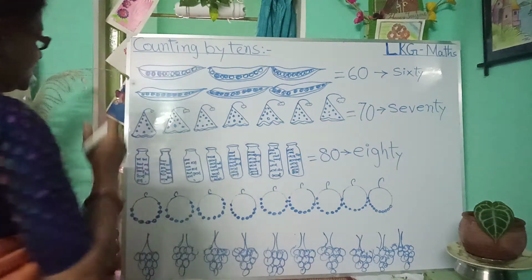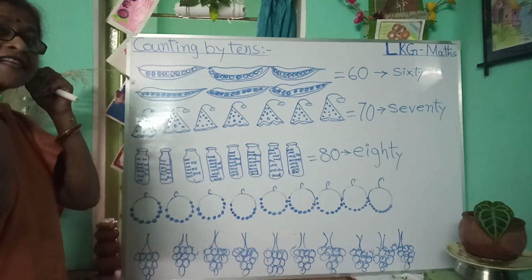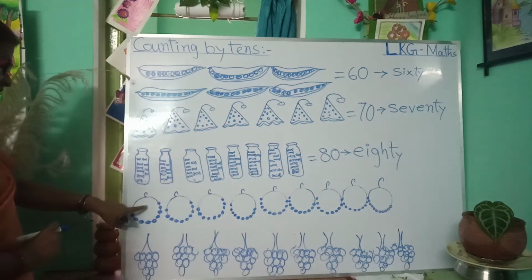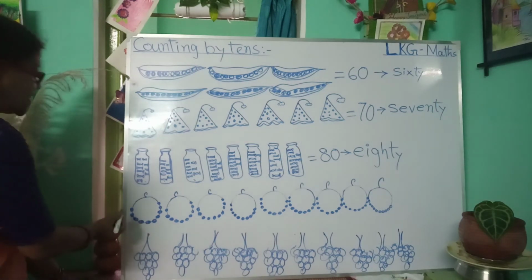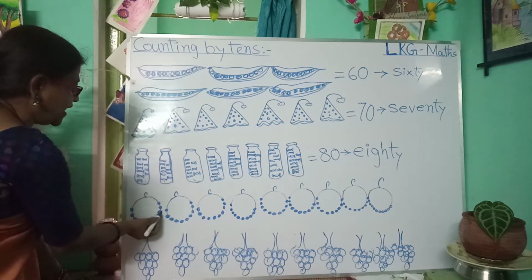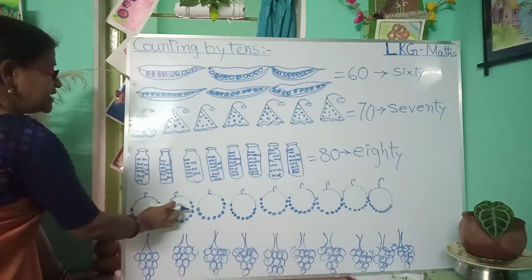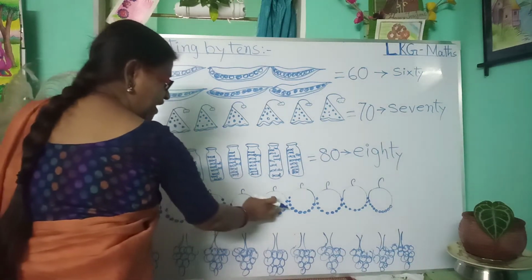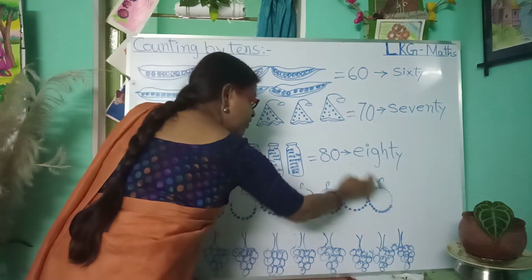Okay. Then here are 9 rings, earrings. And in each earring there are 10 beads. Look at the board. 1, 2, 3, 4, 5, 6, 7, 8, 9, 10. 10 beads are here. Here 10 beads, here 10 beads, here 10 beads, here 10 beads, here 10 beads, here 10 beads, here and also here.